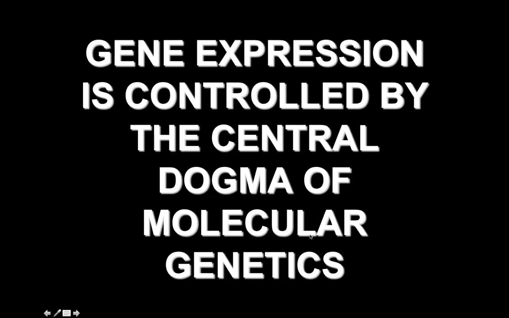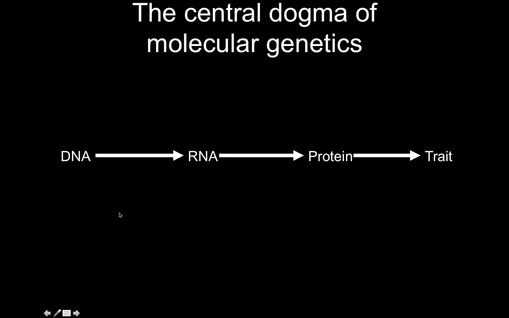Gene expression is controlled by what we call the central dogma of molecular genetics. And dogma is kind of a big word. Dogma basically means that it's a central law to whatever it is that we're talking about. So here, the central law or dogma, or how things work, of molecular genetics that we're going to get into next. So gene expression is controlled by our one main idea of molecular genetics. And that one main idea, the central dogma of molecular genetics, is very simple, really. We go from DNA to RNA to protein to traits.